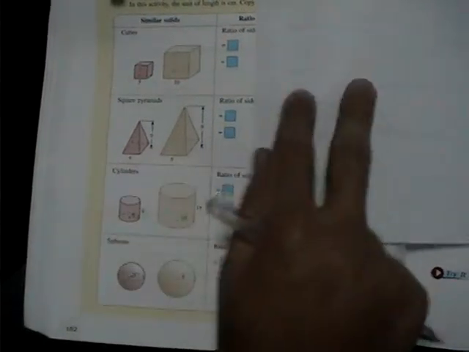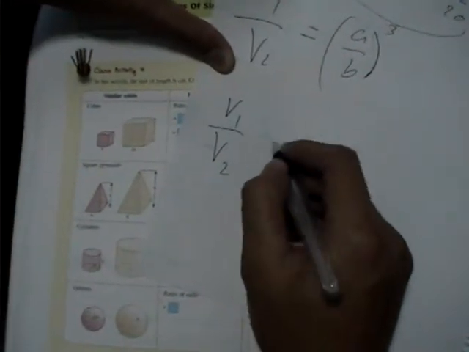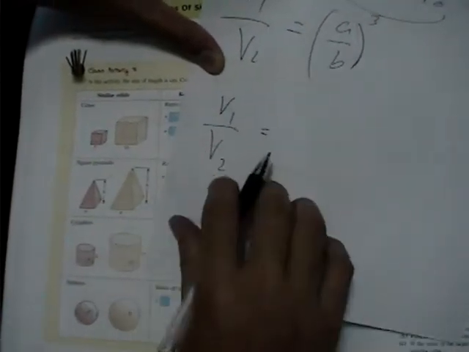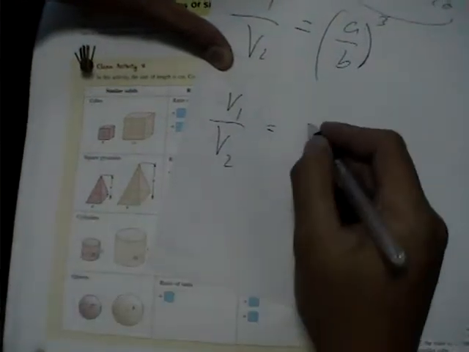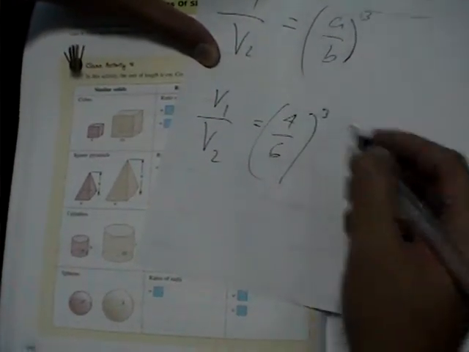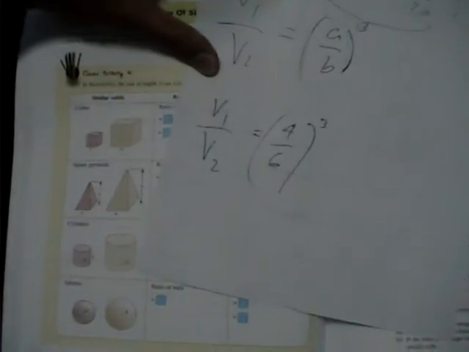Very easy. Okay, example. So you see these two similar volumes for the pyramids. So volume of pyramid 1 over volume of pyramid 2, the small one over the big one, is corresponding sides, right? 4 over 6. You have to cube it. That's it.